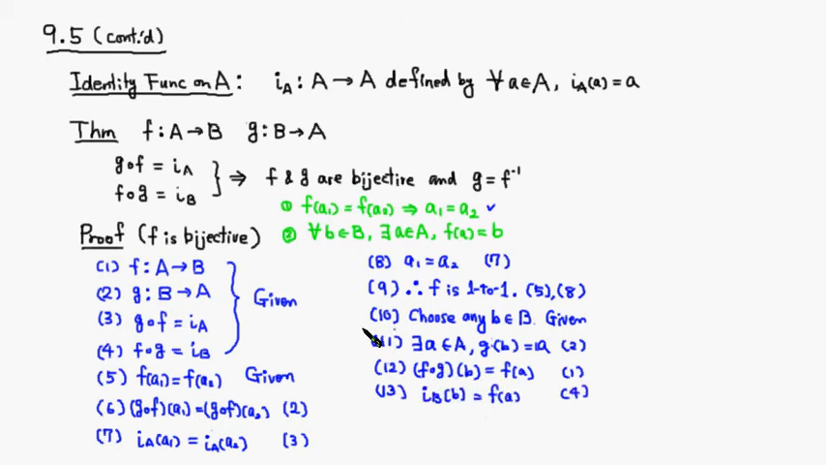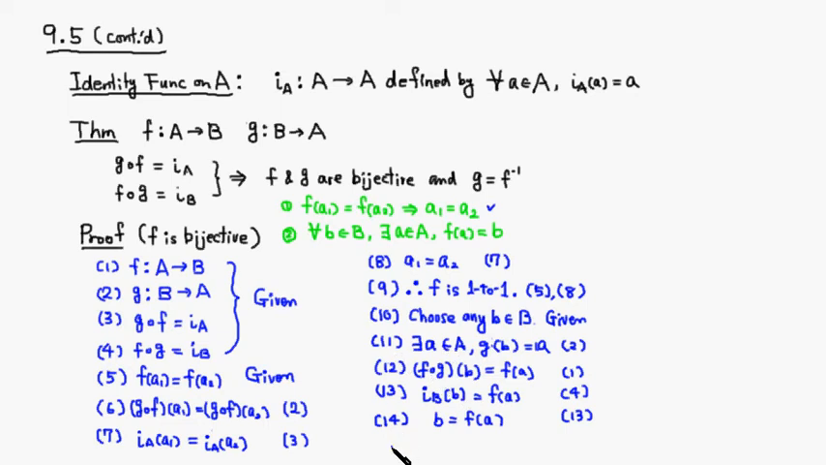Since f of g is an identity function from line 4, we know that we can replace it by the identity function on b. So b is equal to f of a. The next step, line number 14. Since this is an identity function, it really doesn't do anything to b. So the identity function of b is just b, and f of a is f of a. This is just using the definition of identity function.